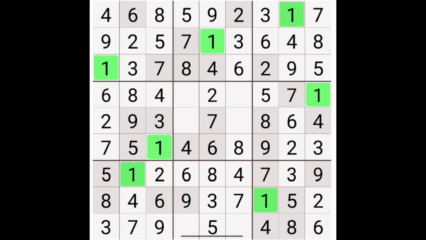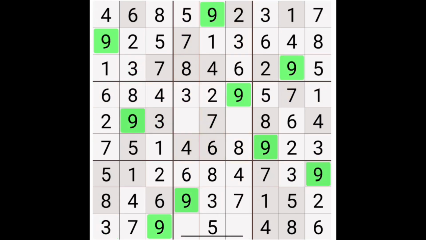Okay. Now let us see the 4th row. 6, 8, 4, 2, 5, 7, 1 are there. Only 3 and 9 are missing. We have to fill up 3 and 9 in these two cells. So 3 cannot come here, because 3 is there just above this cell. So 3 we'll write here and 9 we will write here.